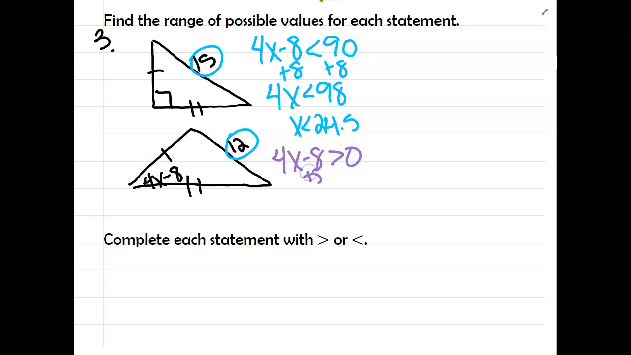So to solve for x this way, add 8. We would have 4x is greater than 8, so x is greater than 2. So x could be any number between 2 and 24.5. Let's do one more of those.